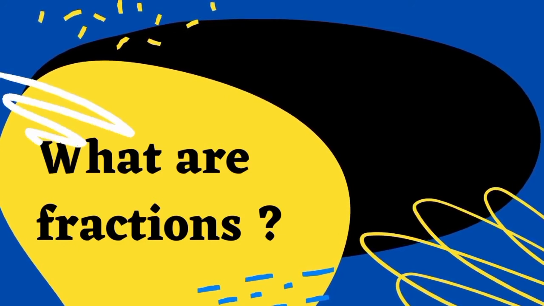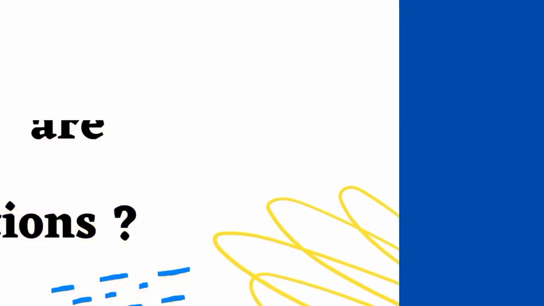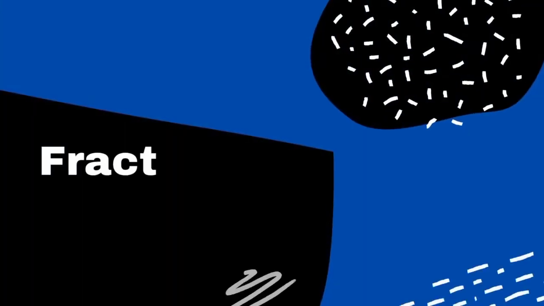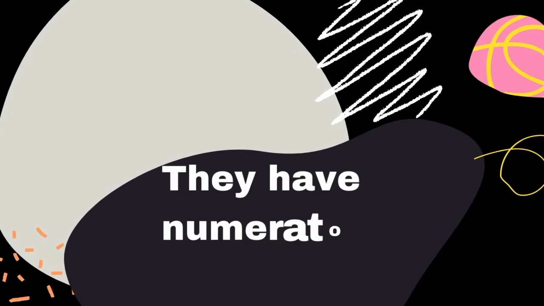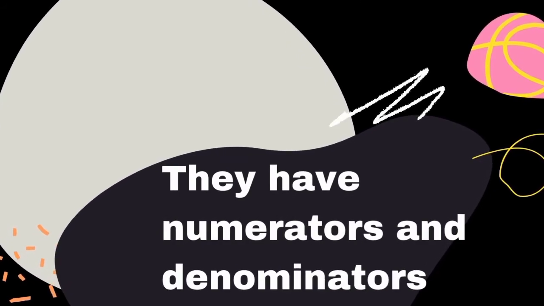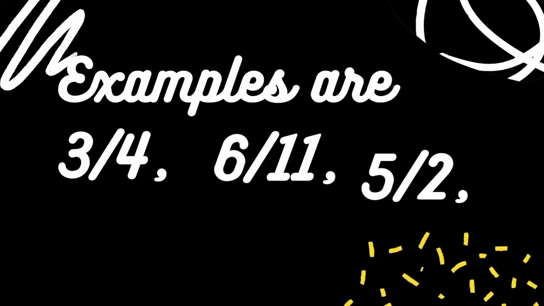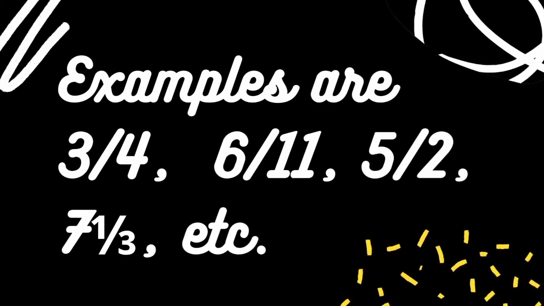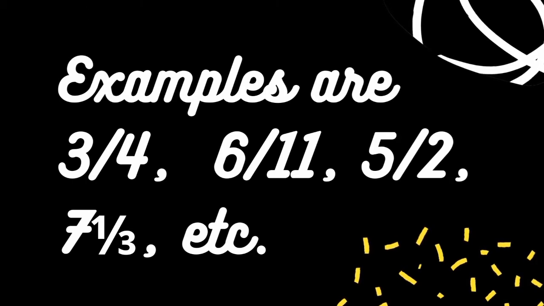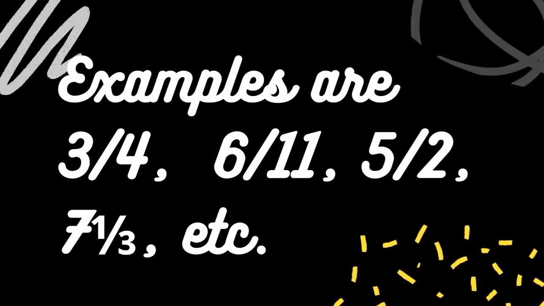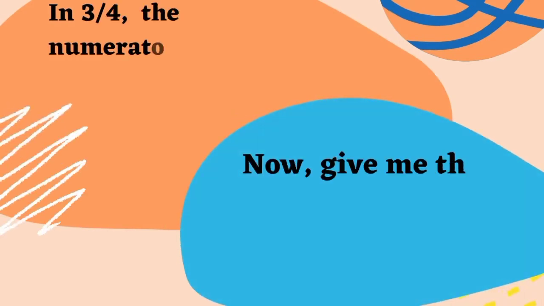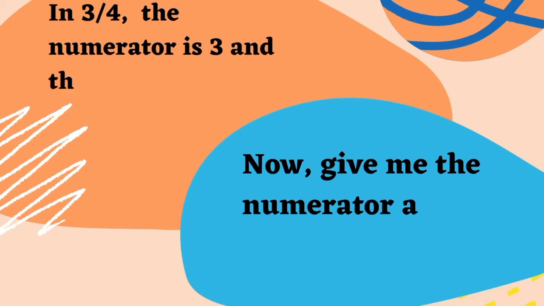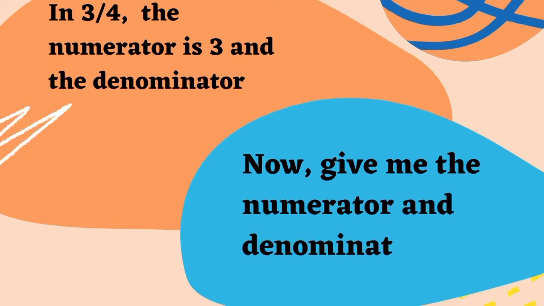But before then, you need to familiarize yourself with what fractions are. In a simple term, we can say fractions are expressions that are part of a whole. In other words, they are made up of numerators and denominators. Examples are 3 over 4, 6 over 11, 5 over 2, 7 over 1, and so on and so forth. Now, in the fraction 3 over 4, the 3 is known as the numerator and the 4 is known as the denominator. I need you to pause the video and try the exercise that I've included here.